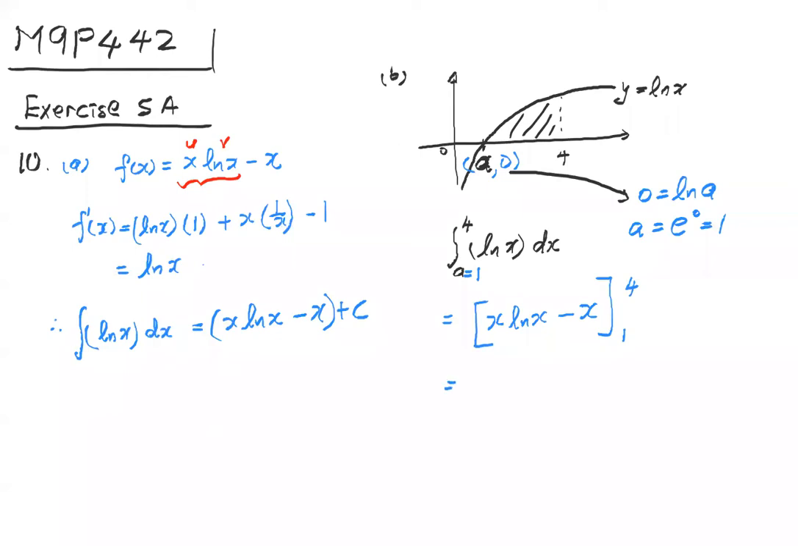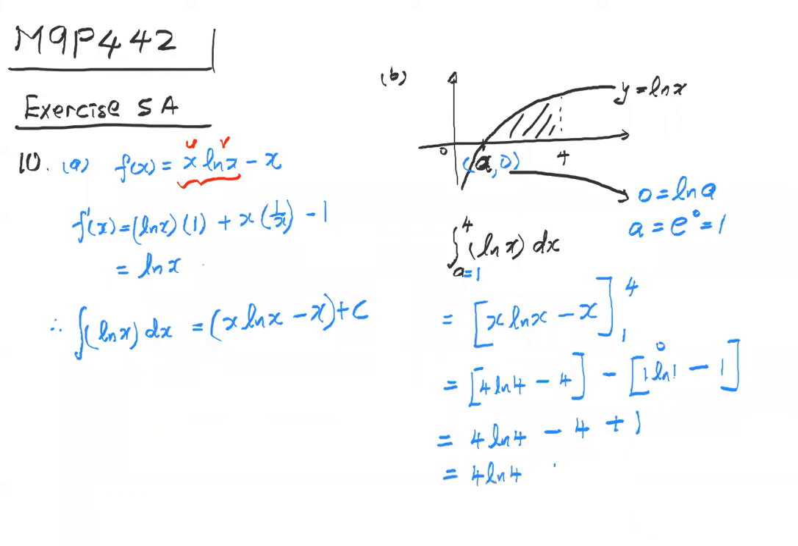So it will be substitute with 4, take away 4, take away, substitute with 1. And you know that ln 1 is 0, okay? So this will be 4 ln 4 minus 4 plus 1. Yeah, this is 0. Okay, so I will have 4 ln 4 minus 3. So this is exact value. Are you clear? Okay.